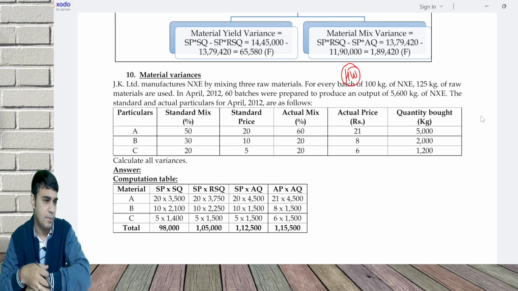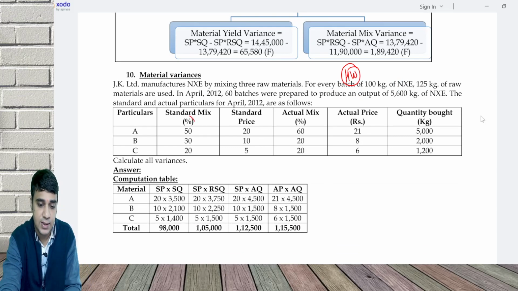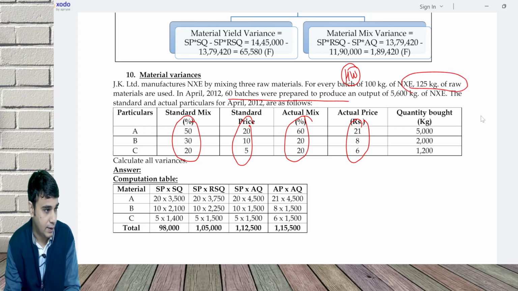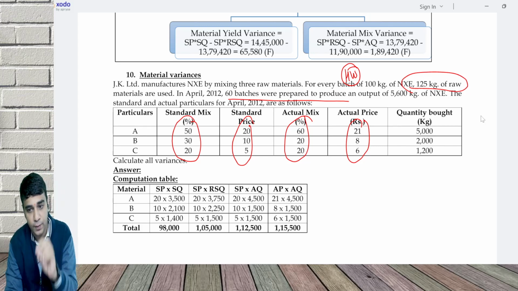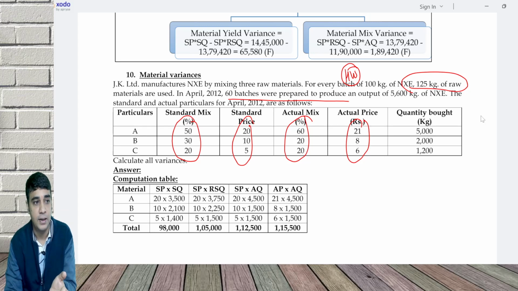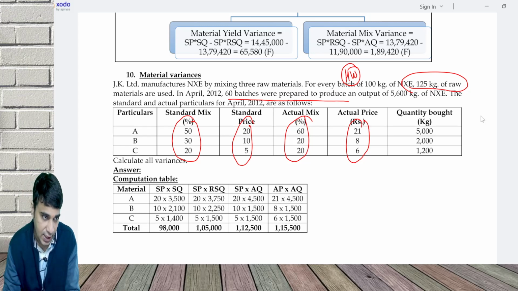Question 10, again, nothing much is there. Here what they have mentioned is, this is the standard mix. Standard price is directly given, actual price is directly given, and they have given an actual mix. What is the use of actual mix? They have said in April 2012, 60 batches were prepared. One batch uses 125 kg of raw material, and in one batch you should produce 100 kg of output. We use 60 batches of raw material to produce only 5,600 kg, which means you have wasted material.